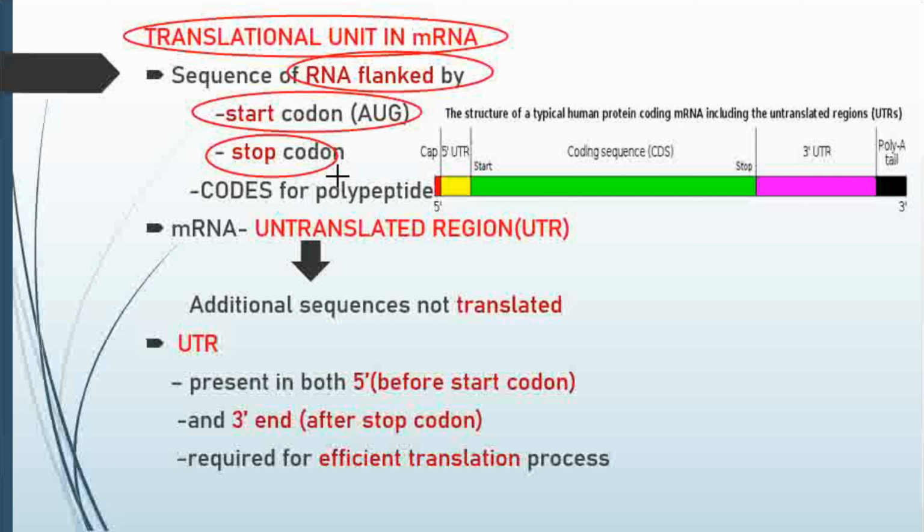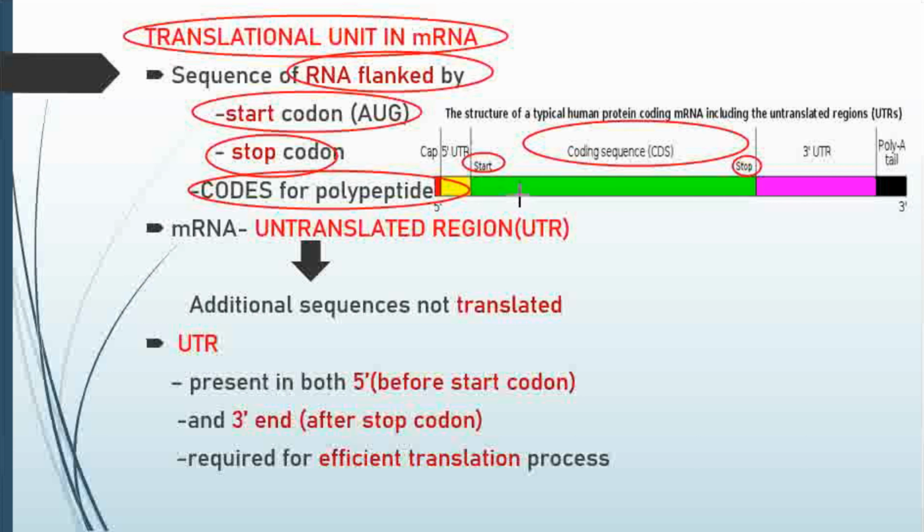So that will be in the center. The coding sequence of the RNA will be in the center. On both sides we'll have the start and the stop codon. So the sequence is flanked, that is, it is in between. The coding sequence is in between, and it is flanked on both sides by the start and the stop codon, and this coding sequence codes for the polypeptide, as you all know.